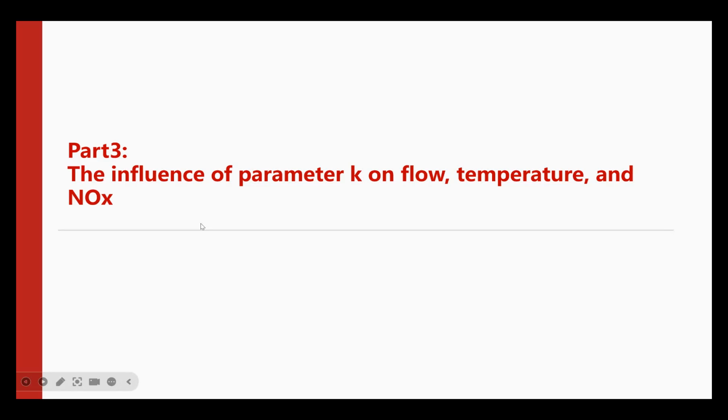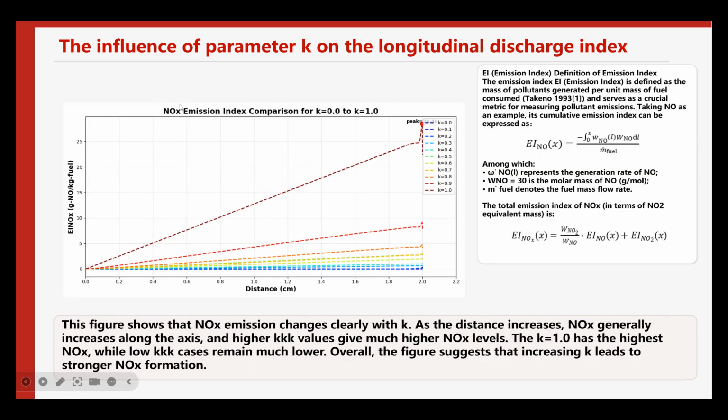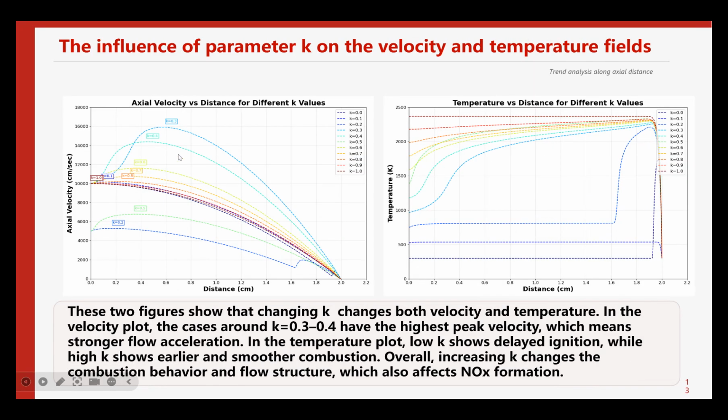And let's get to part 3, the influence of parameter K on flow, temperature, and NOx. As you can see, part 3 is the main physical analysis. In this part, I study how K affects the velocity field, temperature field, and NOx emission. First, let me look at the velocity and temperature curves.